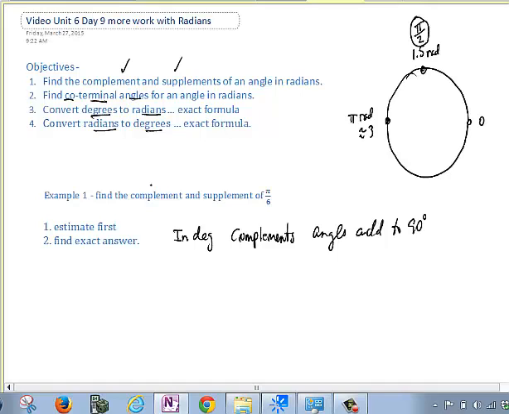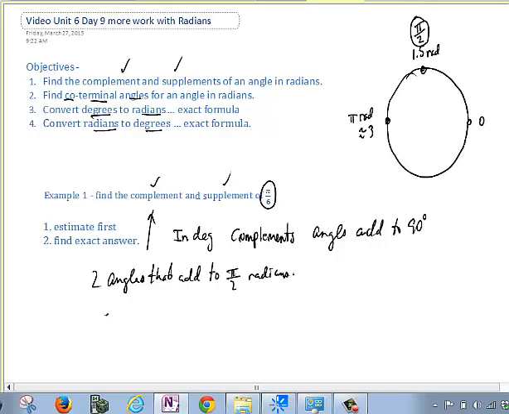So when you're talking about a complement or a supplement, complements are angles that add to 90 degrees or to pi over 2 radians. So complements are two angles that add to pi over 2 radians. So if you wanted to find the complement of an angle, say it's pi over 6.